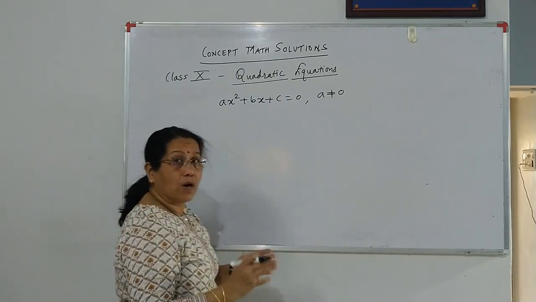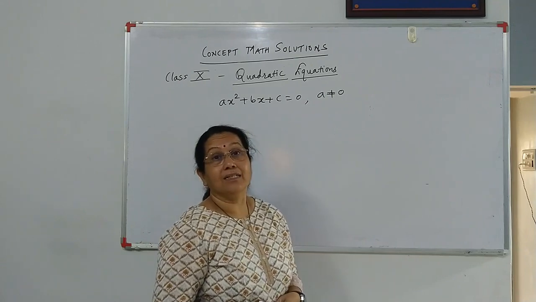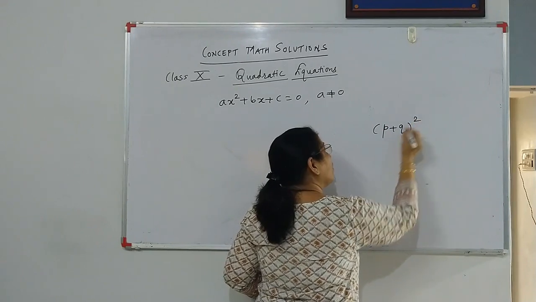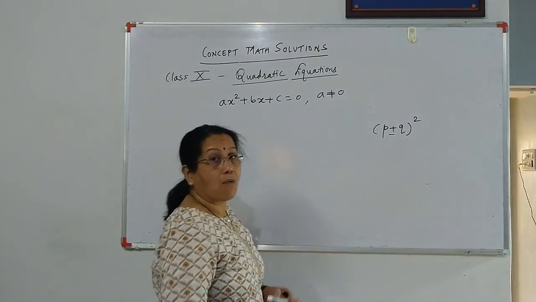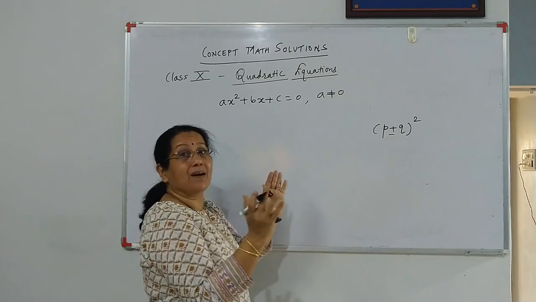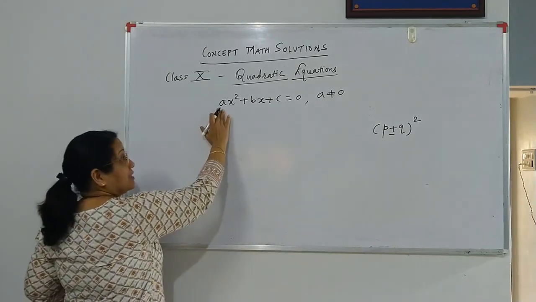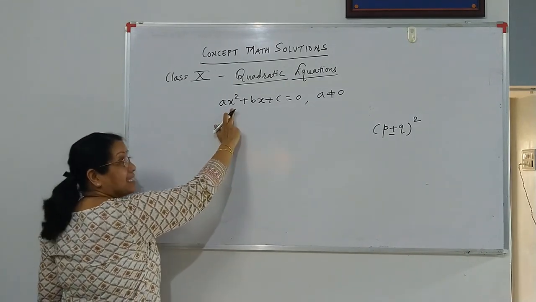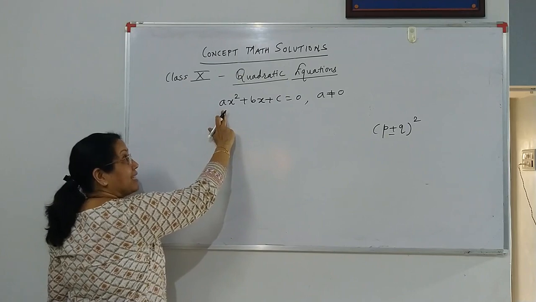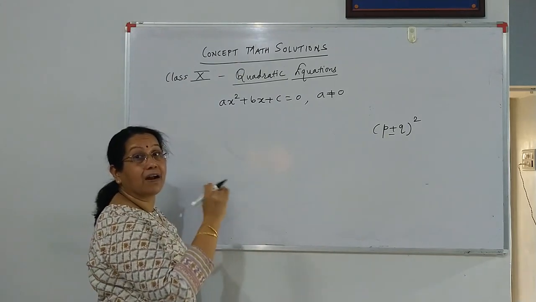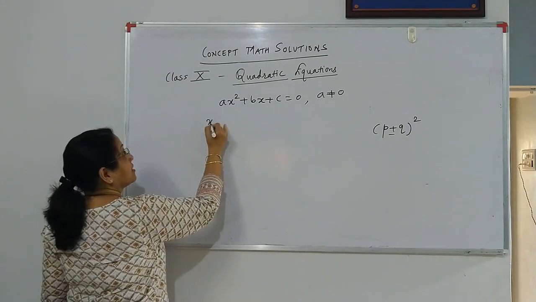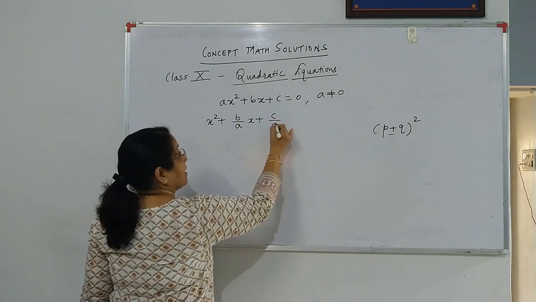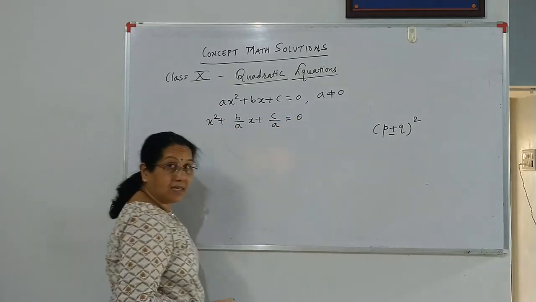Now I want to work on completing the square. Completing the square means I want (p plus q) whole square or (p minus q) whole square. I want this expression as a complete square. So first I will remove a, because we want the square of the first term, x square, we don't want this a. The best way to remove a is to divide each term by a. So x square plus b by a x plus c by a, and 0 by a is again 0.